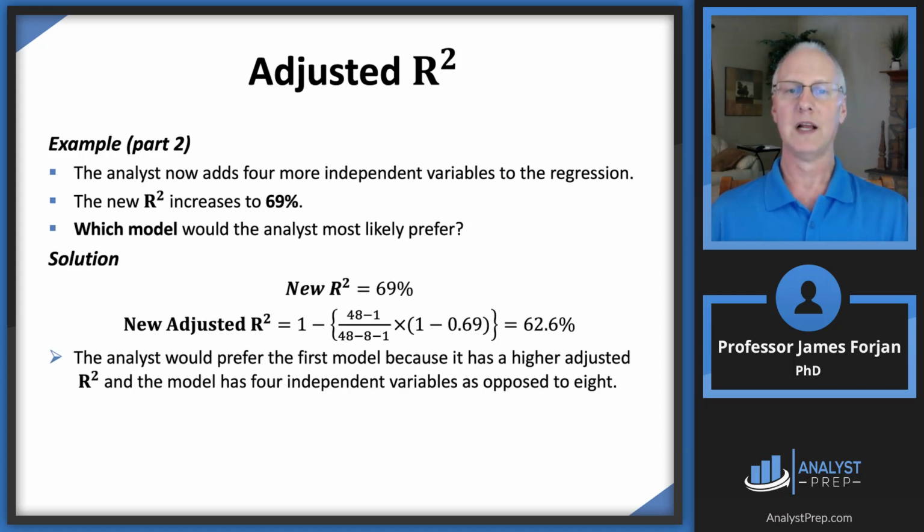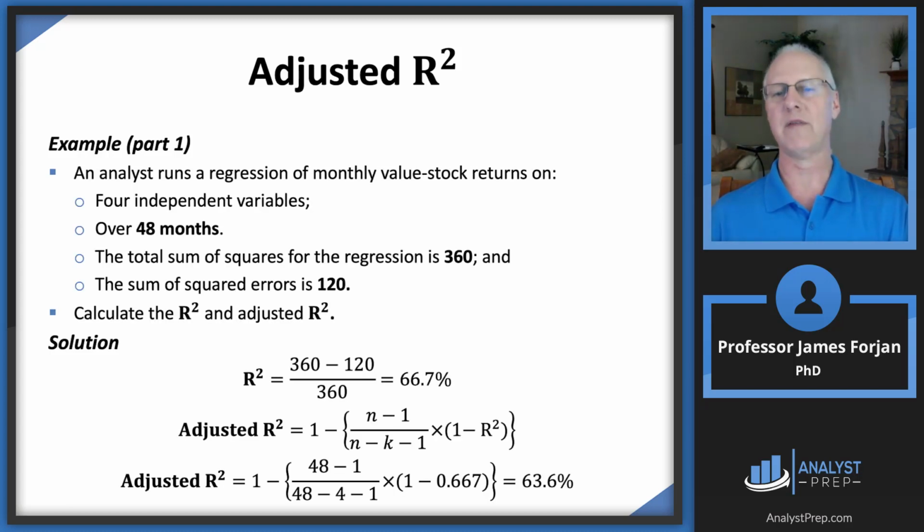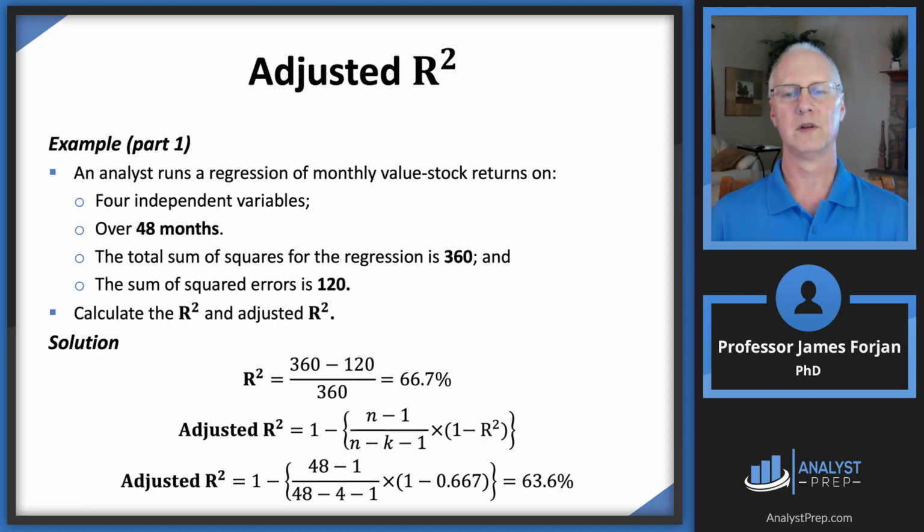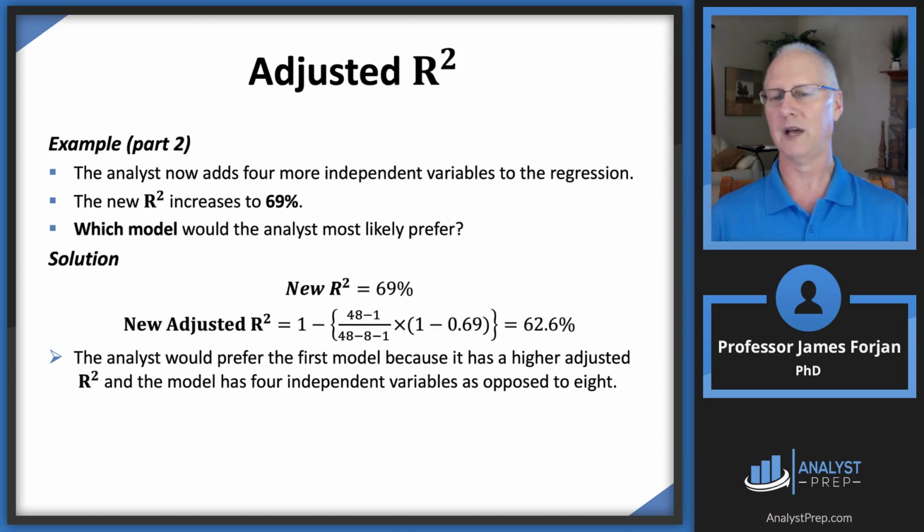But let's now suppose that we just simply add 4 more independent variables to the regression equation. What happens? The new R square increases. So where were we? We're at 67%, so the new R square increases to 69%, but the new adjusted R square, notice what's happening here, oh my goodness, it used to be 64%, now it's down to 62%.